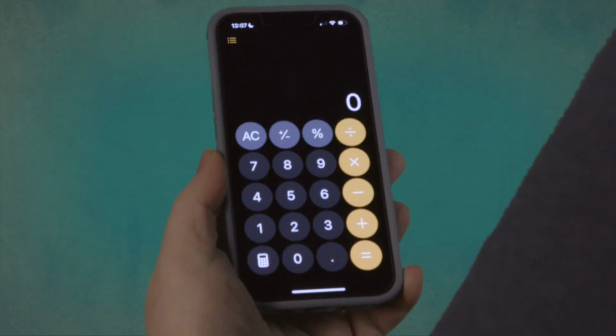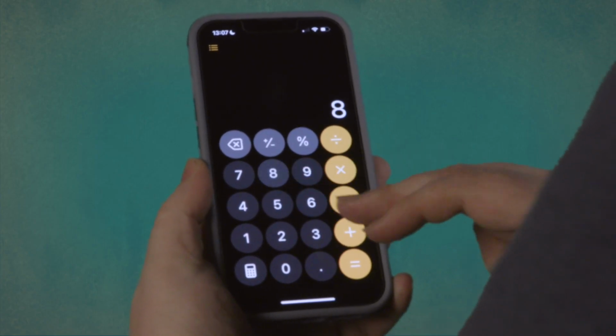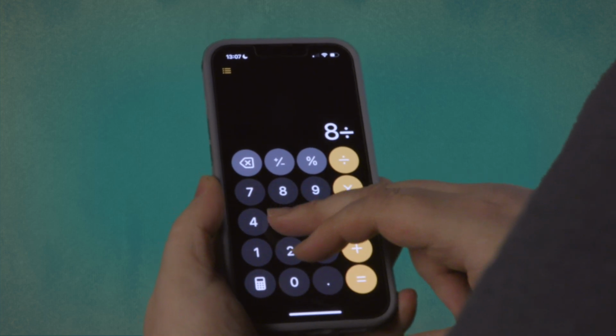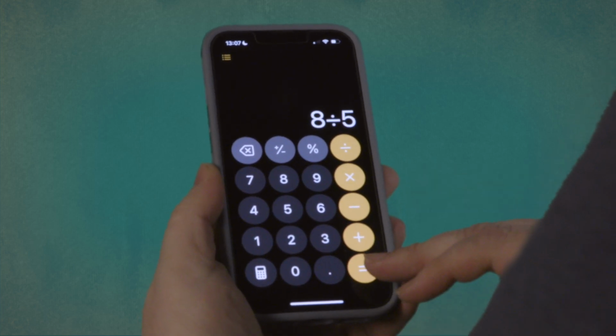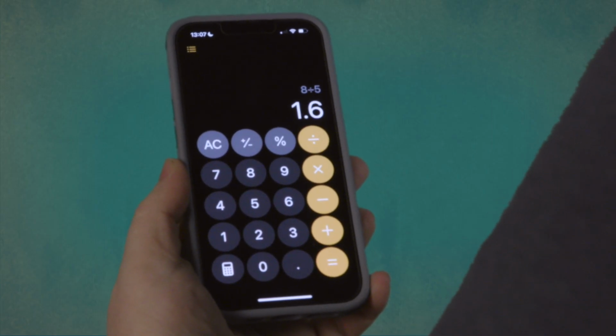I have my iPhone calculator here in vertical mode. And following the top divided by bottom rule, I'll enter the top number 8, followed by the division sign, and then the bottom number 5. And then I'll press the equal sign to get an answer. And we can see that the calculator shows us 1.6.